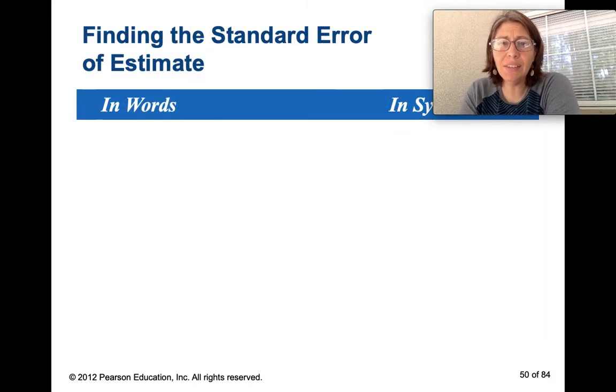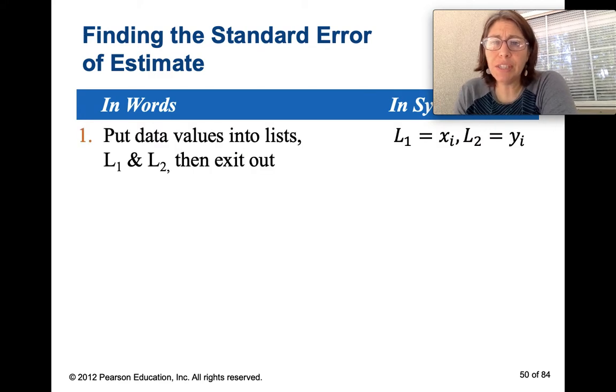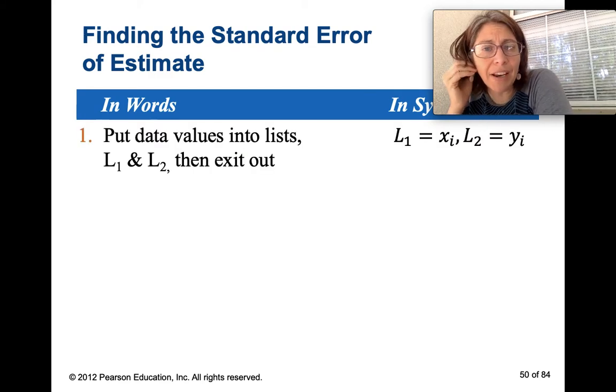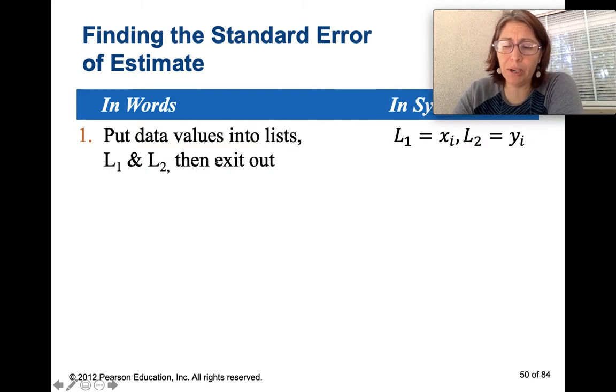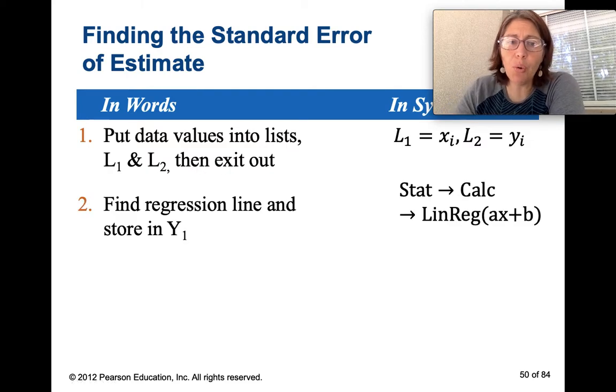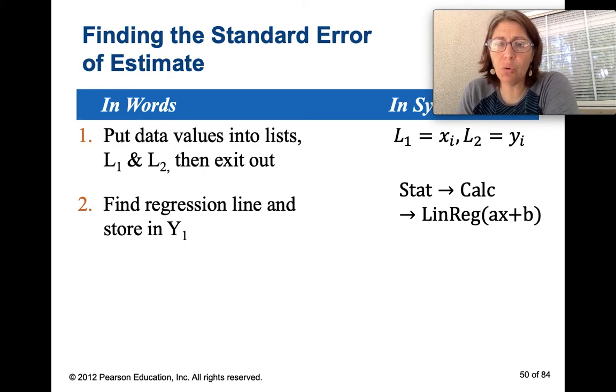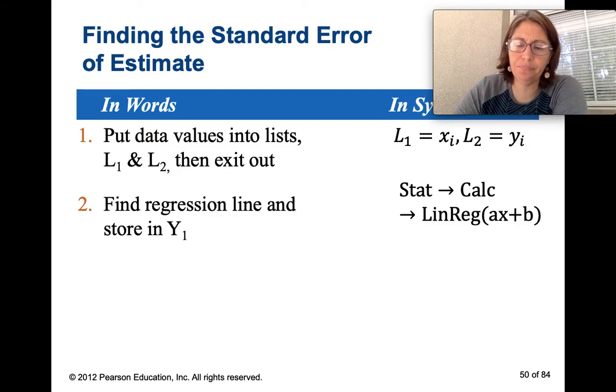So when we're finding the standard error of estimate, the first thing we're going to want to do is put our data values into list 1 and list 2. We've done that for this whole chapter. We're going to put x values in list 1, and y values in list 2. And we want to exit out of the lists. That's important. Then we're going to find our regression line and store it in Y1. Stats, calculate, linear regression, number 4. I'll show you how to store it here in just a minute.